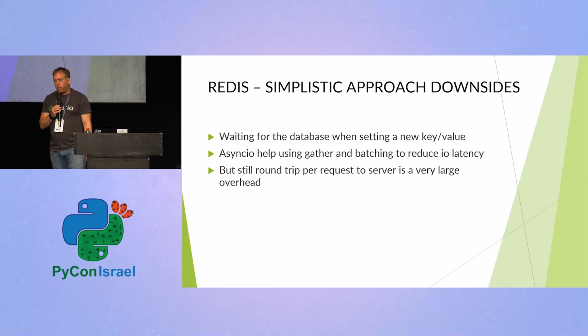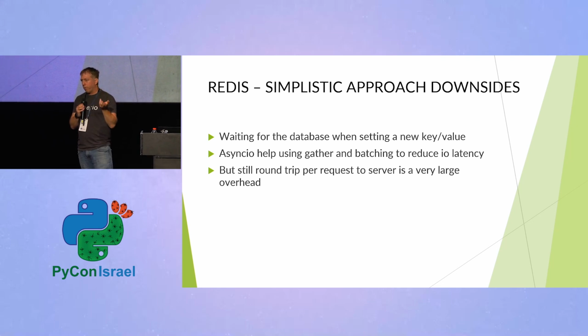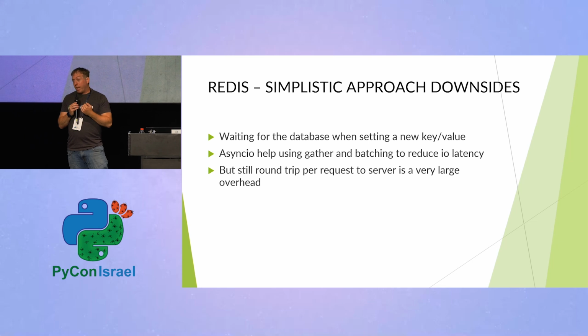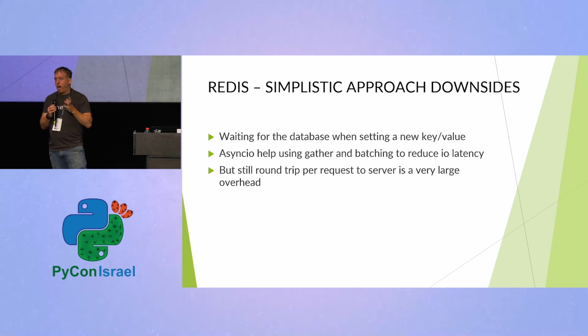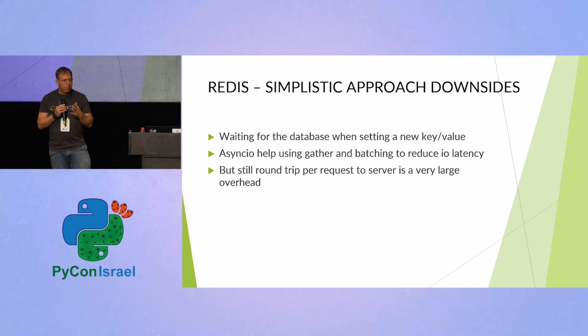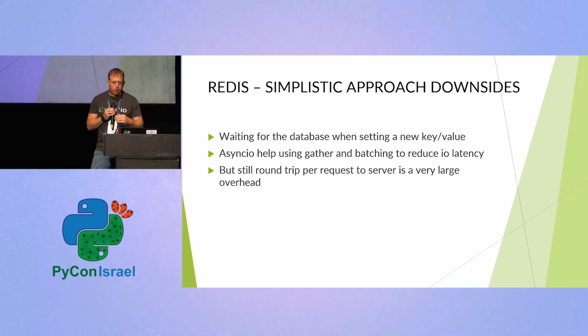So first of all, every new set and new get, you need to run to the server and backwards. So you have a round trip. Using async IO as I did before helps. So you can batch the IO into a specific part and help your processors work better. But still, a round trip for each request is quite a large overhead.